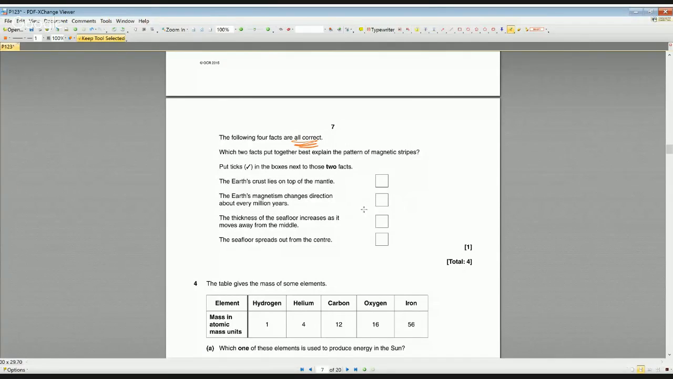The Earth's magnetism changes direction about every 1,000,000 years. That's definitely a helpful explanation. Give that a tick. The thickness of the seafloor increases as it moves away from the middle. Again, not really relevant to our explanation, and the seafloor spreads out from the center. That does help our explanation.